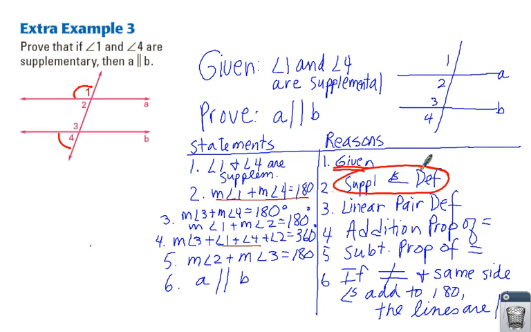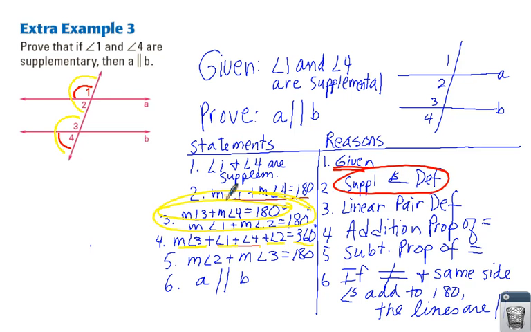And now we can look at these two, which are also supplementary, so the measure of angle 3 plus the measure of angle 4 is 180. That's the linear pair definition. And they did the same thing with 1 and 2 by linear pair definition. And now they're using the addition property of equality, adding both of those together, giving the measure of angle 3 plus the measure of angle 1 plus the measure of angle 4 plus the measure of angle 2 equals 360. They added these two equations together here.